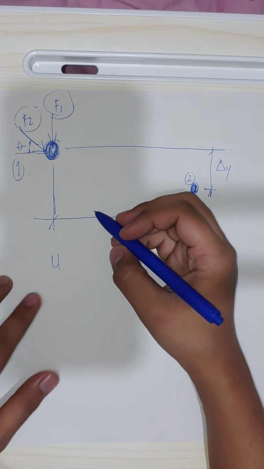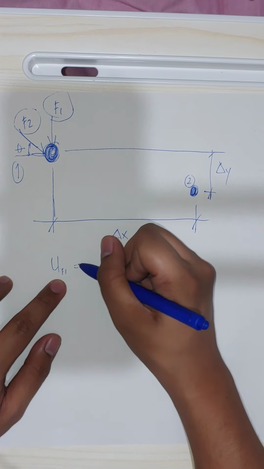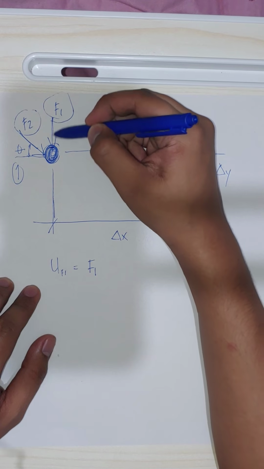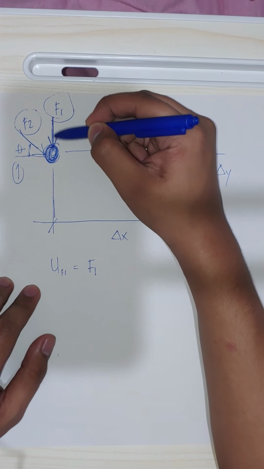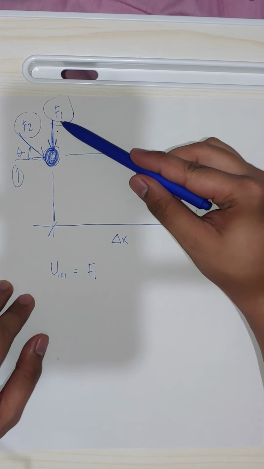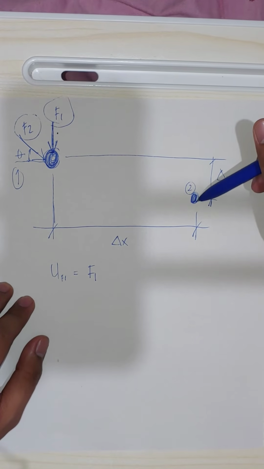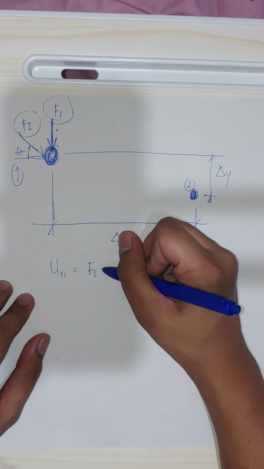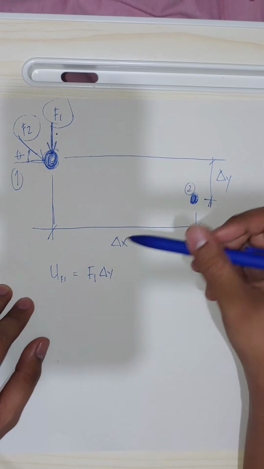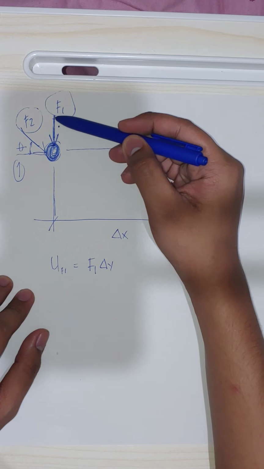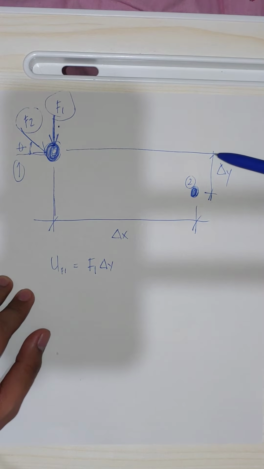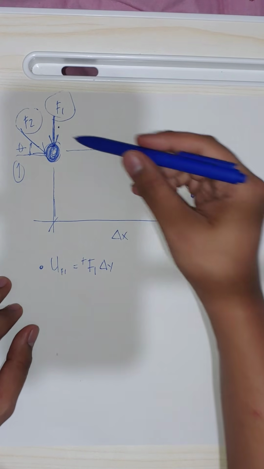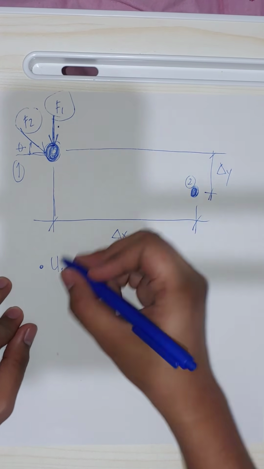So, we just write the work due to F1 is just equal to F1 times the displacement along F1. Since F1 is downward, the work is the force multiplied by the displacement in the direction of motion. It moves downward along the vertical, so we multiply by the vertical displacement, that is delta y. Positive or negative? This is positive since the force is downward and the motion along y is downward. So this is a positive work, the work due to F1.